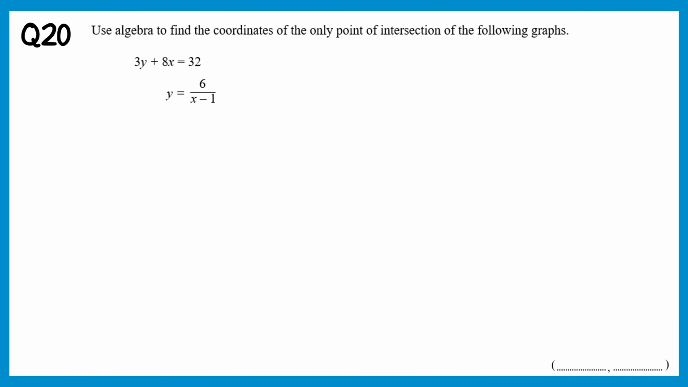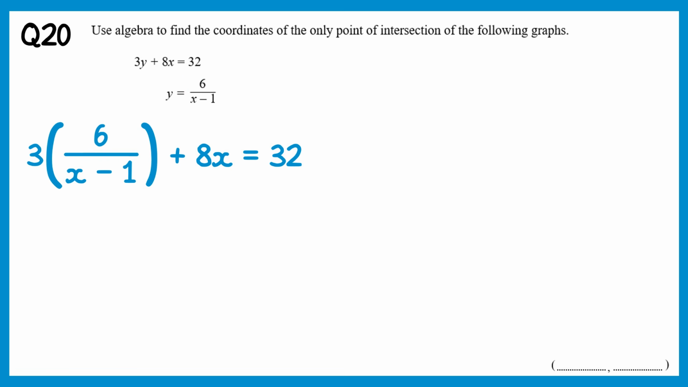For this final question, we've got some simultaneous equations and we need to find the one point of intersection that they have. So what we're going to do here is take the second equation, where it says y equals 6 over x minus 1, and replace that with the y in the first equation. So we're going to write out the first equation again, but whenever we get to a y, we're going to write 6 over x minus 1. So the first equation is 3 times y, which is now 6 over x minus 1, plus 8x equals 32. So we've now eliminated the y, we have an equation in x that we can solve.